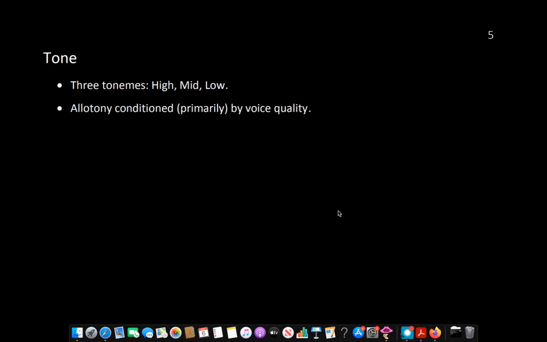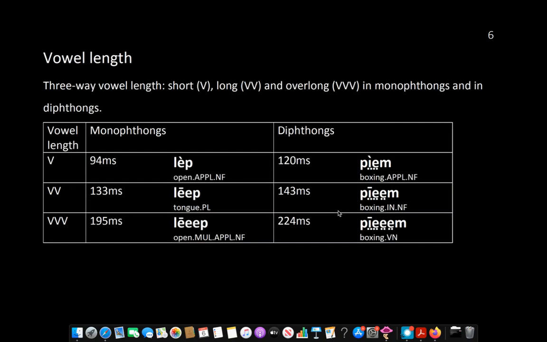Now, there are 3 tonemes in Nuer: high, mid, and low, and there is a lot of allotony conditioned primarily by voice quality. There is a 3-way vowel length contrast in Nuer. Monophthongs and diphthongs can be phonemically short, long, or overlong. The table shows the average durations for the monophthongs and diphthongs. The durations for the short and long lengths are important for the purpose of the present discussion.